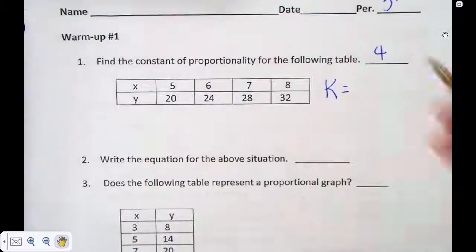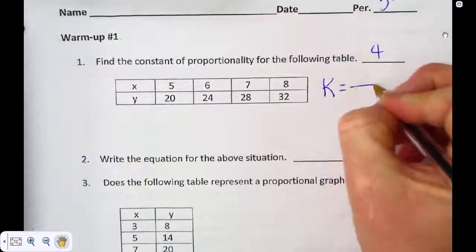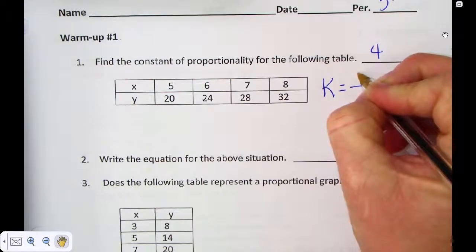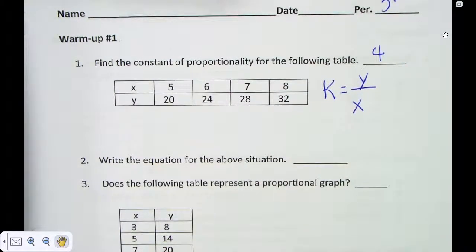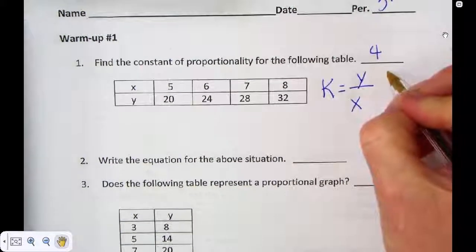Okay, warm-up one, number one, we got 4. So what did you do to get the constant of proportionality? Good. Just what I wanted you to hear. That should be written on your paper. So what did you divide?